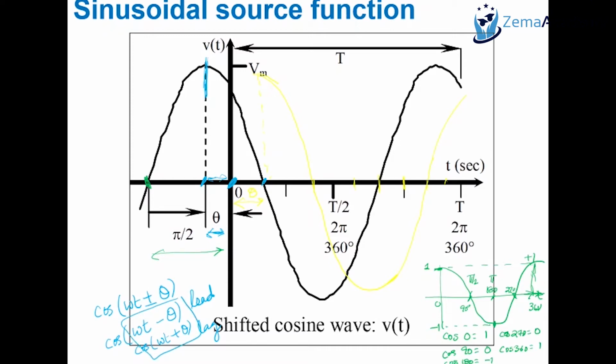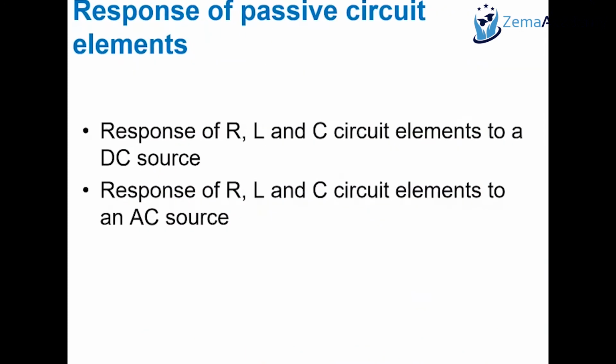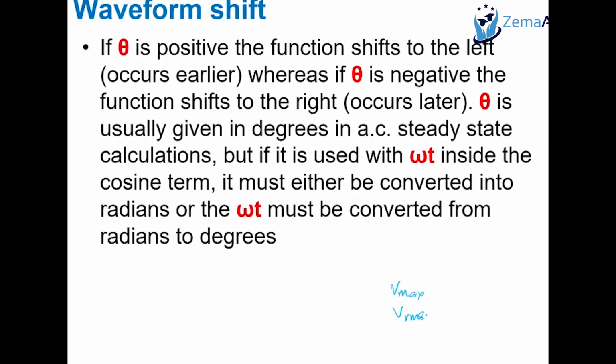This is definitely an issue where people get confused. So as I said, where theta is negative, the function shifts to the right. Theta is usually given in degrees, but if it is used with omega t inside the cosine term, it must be converted into radians. Again, we'll come back to this; it is another important point.